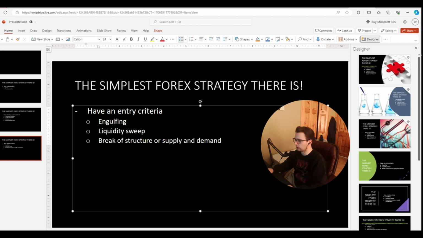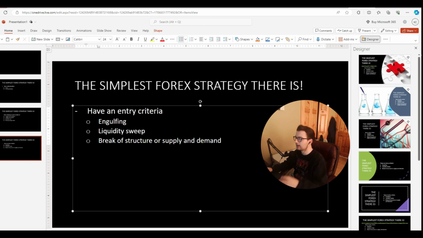Break of structure, or supply and demand. So maybe you're a quote unquote SMC trader, break of structure and then it retested the demand zone or the supply zone. Those are entry criterias. There's tons of others, different candlestick patterns like double top or double bottom, engulfing, like I said, pin bars, stuff like that. These are entries once you have, one, picked a direction you want to go in, two, you have a zone you want to enter in, and three, now you have an entry criteria.